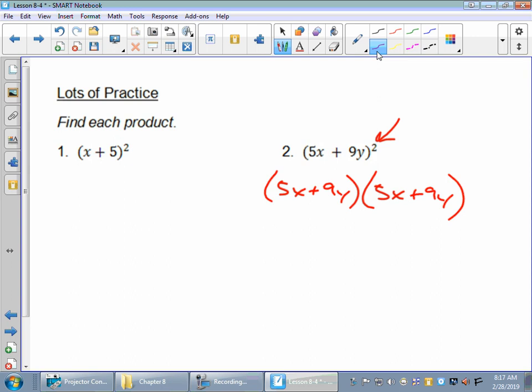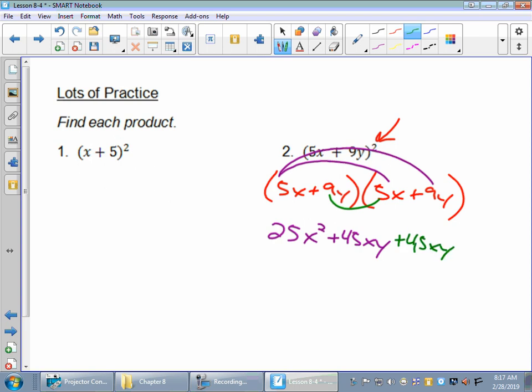So now when we FOIL this, we can go ahead and say 5x times 5x is going to be 25x squared. You get your 5 times 5, and you also have your x times x, so it's x squared. 5x times 9y is going to give us a plus 45xy. Because now we have multiple variables going. We've got an x times a y, so it'll be plus 45xy. The inside term we know is going to be the same. I will tell you it's always going to be the same here, plus 45xy. And then the last term here, 9 times 9 gives us an 81.